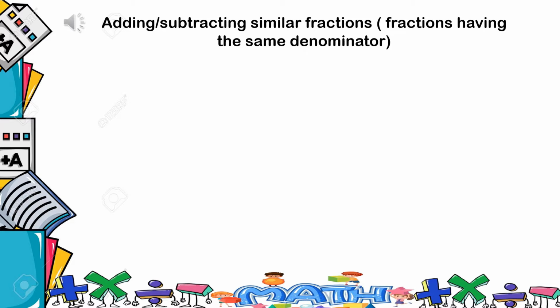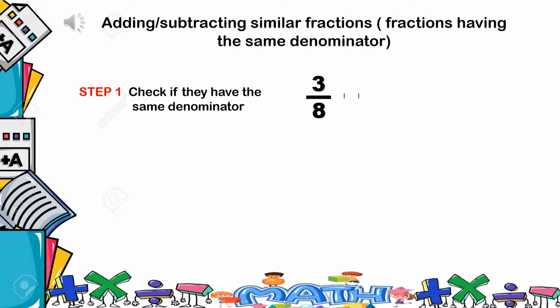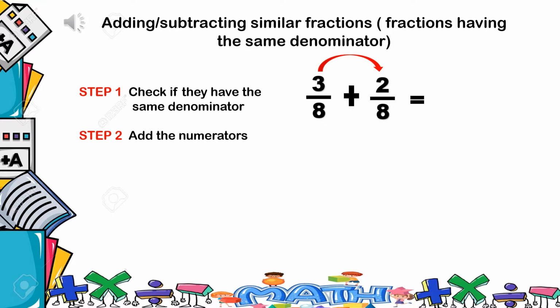There are 4 steps in adding and subtracting similar fractions, or fractions having the same denominator. Step 1, check if they have the same denominator. So in the given 3/8 plus 2 over 8, they have the same denominator, which is 8. Step 2, add the numerators. The numerators here are 3 and 2, so we will add 3 plus 2. 3 plus 2 is equal to 5.